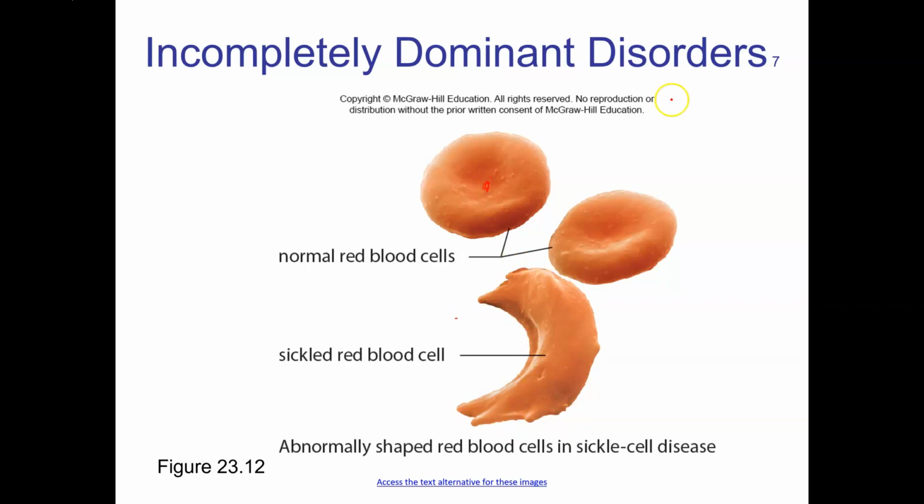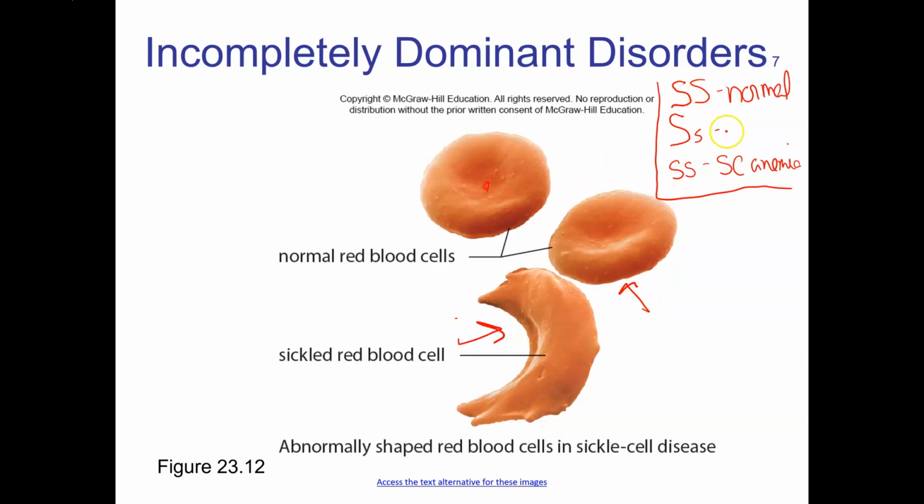And so why do I call this an incompletely dominant disorder? I'm going to just draw over here. If you have a big S, then you have normal blood, okay? If you have little s, you have sickle cell anemia. But if you have a big S and a little s, you have both types of blood cells. You have regular blood and sickle-shaped blood. So you have both. And so you have what we typically call sickle cell trait.